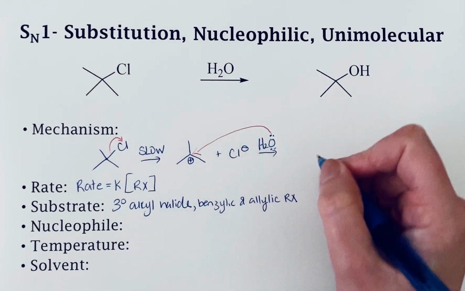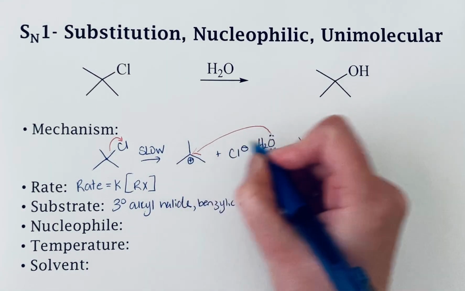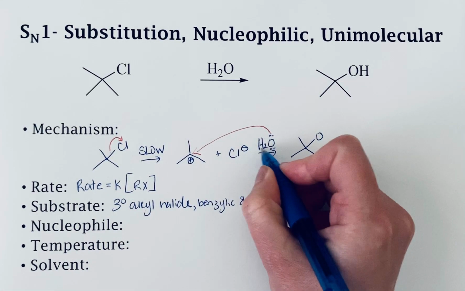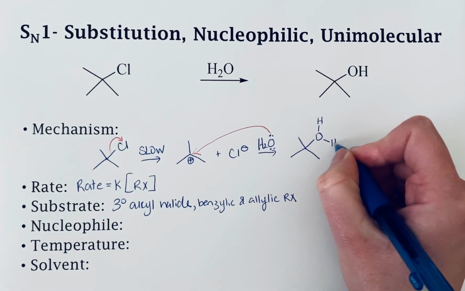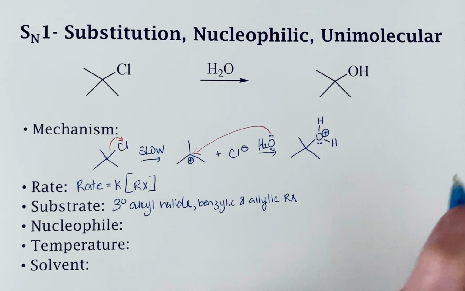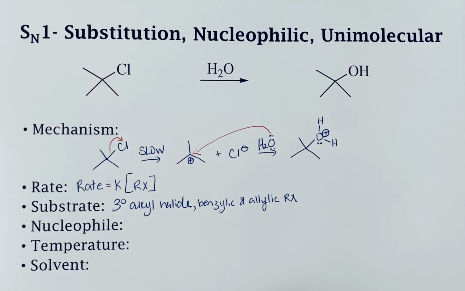Okay, so let's draw the product of this step. So we have a new bond between the carbon and the oxygen that we formed with this arrow, so there it is. And the water molecule also had 2 hydrogens, so they are still attached. And so we have this protonated alcohol. This is not our final product. The final product is going to be one where we deprotonate this.